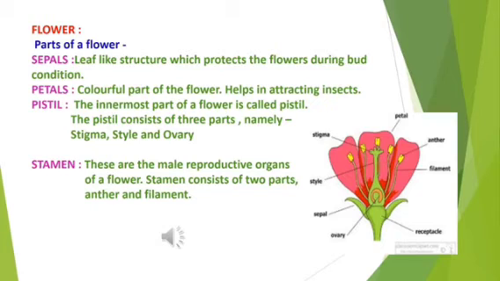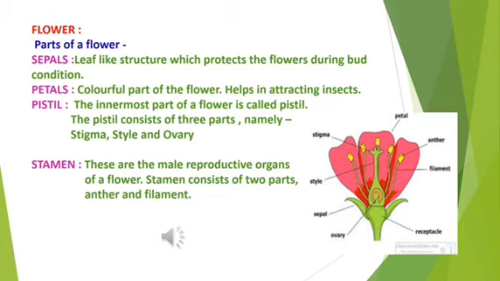You can take a hibiscus flower to learn easily the different parts of a flower. So let us start. You can take a look at the diagram also here. The outermost layer of the flower is called the sepals. These sepals are green in color and they are leaf-like structures which protect the flower during bud condition. If you have observed a bud, you can find the bud is enclosed in tiny leaf-like structures. These tiny leaf-like structures are called the sepals.